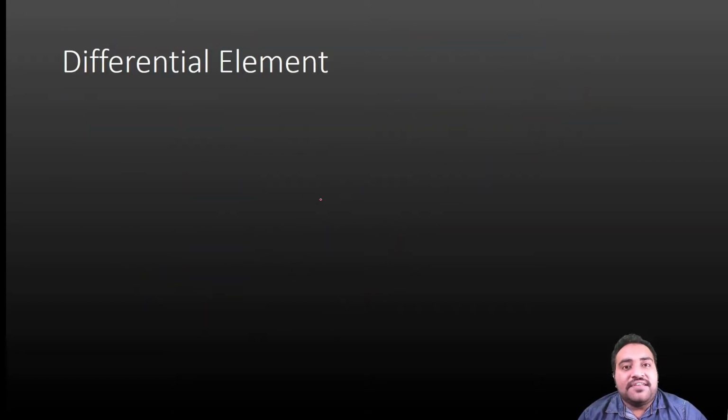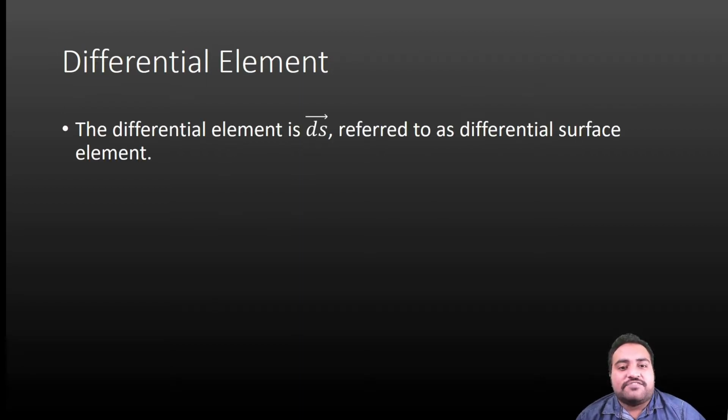So, the differential element we use is ds bar. This ds bar is nothing but the normal to the surface at the given point. Remember that the dl bar we have used is tangent to the path you have taken at any given point. ds bar is the normal to the surface at any given point.